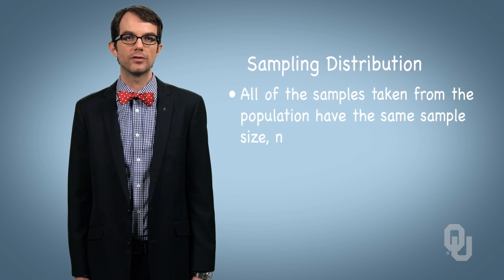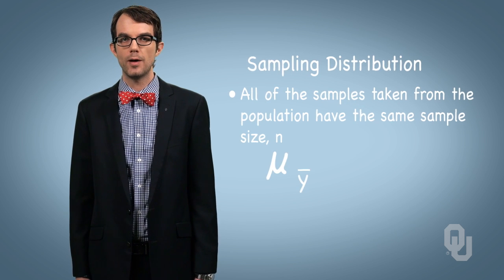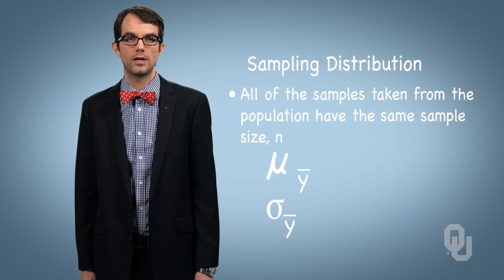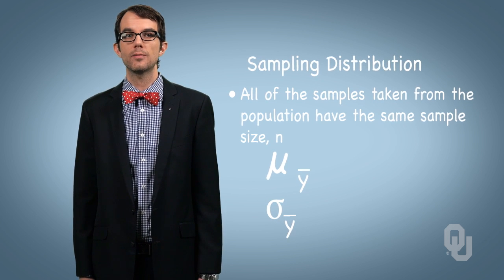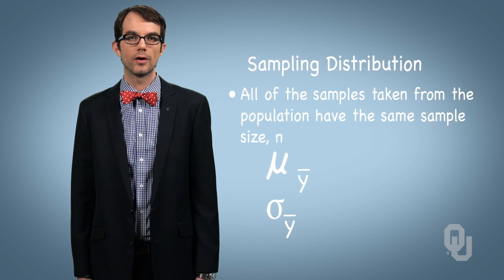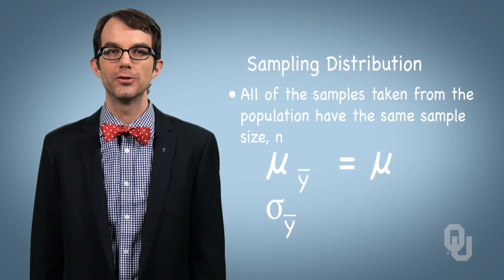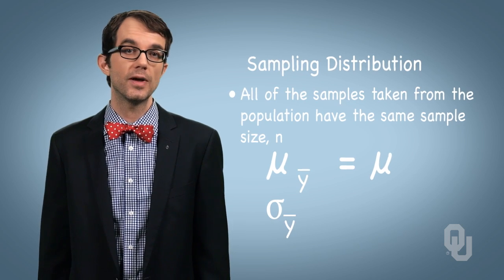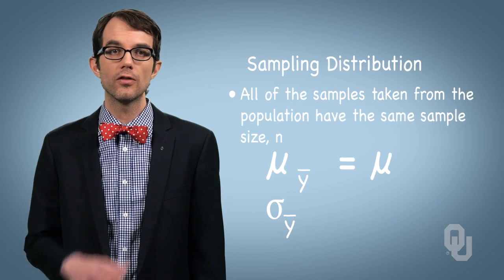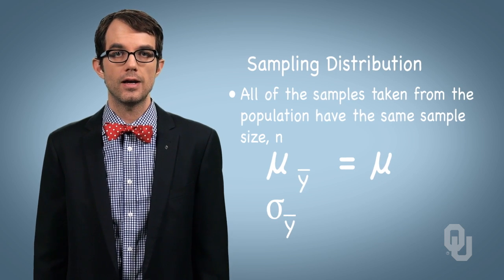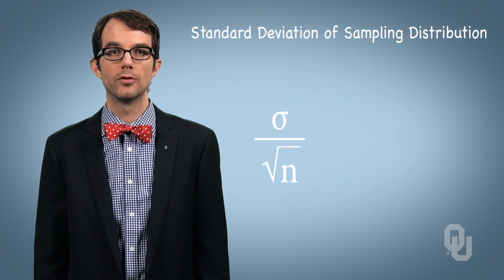Let's say that the sampling distribution has mean mu sub y bar and standard deviation sigma sub y bar. As it turns out, the mean of the sampling distribution, mu sub y bar, is equal to mu. That is, the mean of the sample means is just the population mean. That should make some sense. If we average all the sample averages, we should get the population average. And the standard deviation of the sampling distribution is sigma divided by the square root of n.